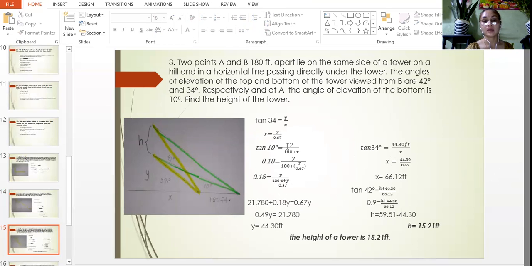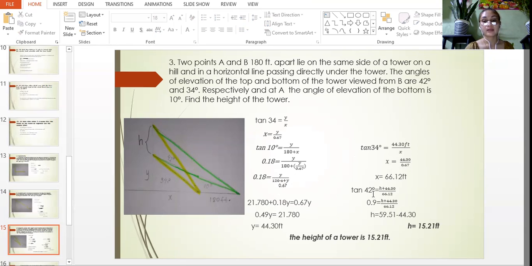Then tan 34 degrees is equal to y over x. Substitute the value of y, which is 44.30 feet, over x. So x is equal to 44.30 over the value of tan 34, which is 0.67. So x is equal to 66.12 feet.